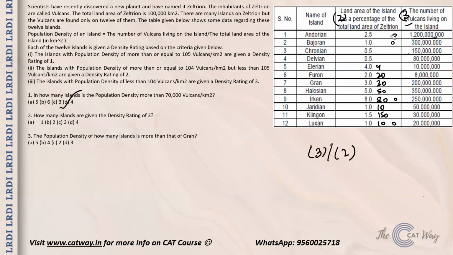Okay. Chalo, let's see what else do we have. Okay, array, why did I remove this? Chalo, koi nahi, no worries. So then the question is how many islands are given a density rating of 3? So this is talking about population islands of density rating of 3. Okay. So density rating is based on what? The island with population density of more than or equal to 104 per square kilometer. Okay. That is what it is asking about.